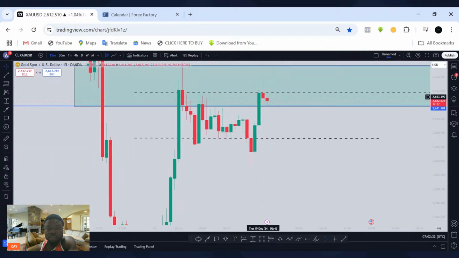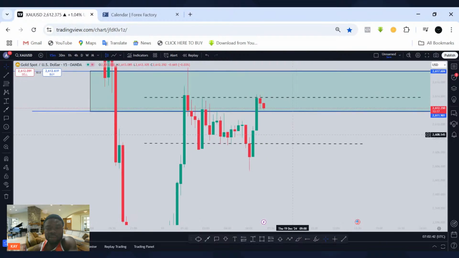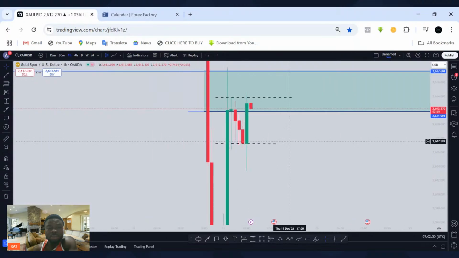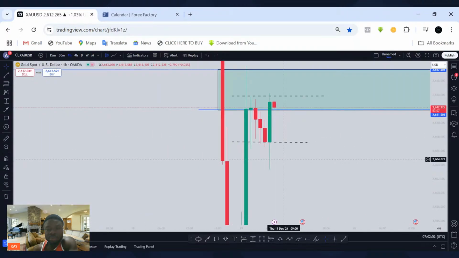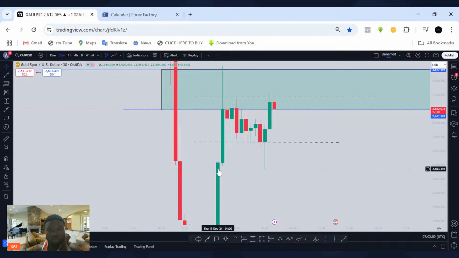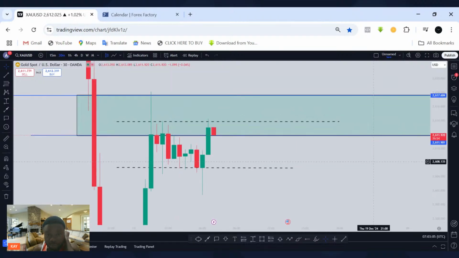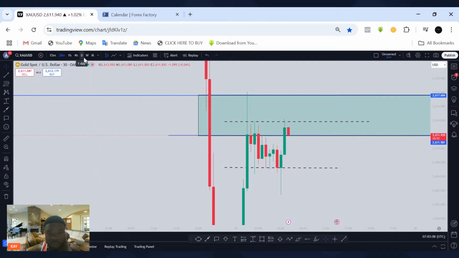Let's see whether this level is going to break, because it has now created resistance over here. I've already told you, mostly the high time frame levels don't get respected like that. Yeah, so it is breaking within. Let's see.